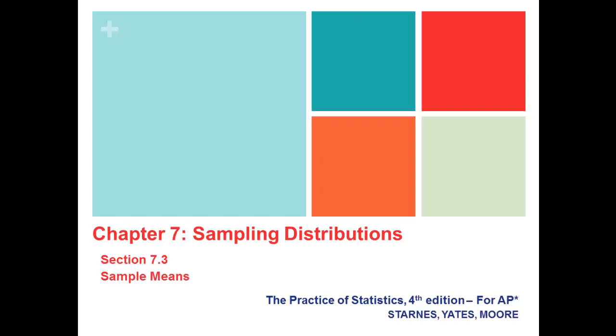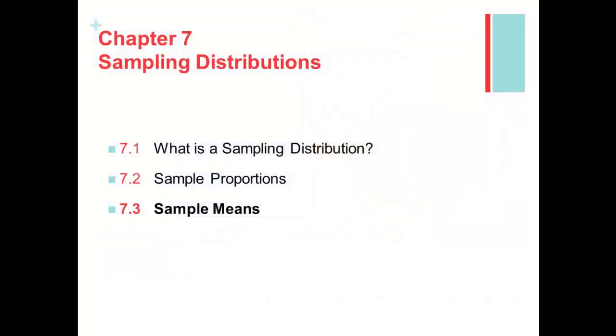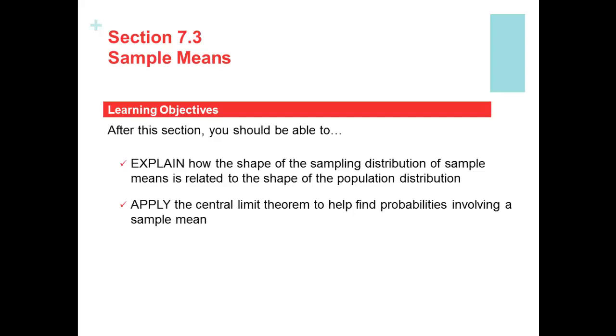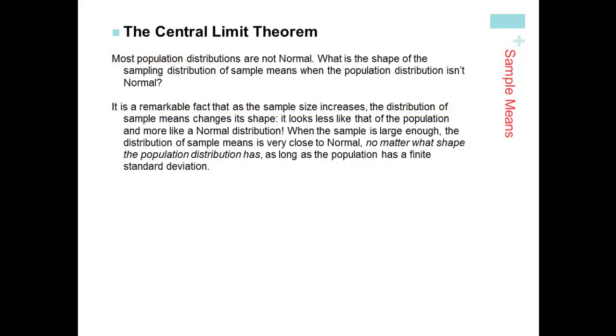Section 7.3, Day 2, Sampling Means. After this lesson, you should be able to explain how the shape of the sampling distribution of the mean is related to the shape of the population distribution, and also apply the central limit theorem to help find probabilities involving a sample mean. Most population distributions are not normal.